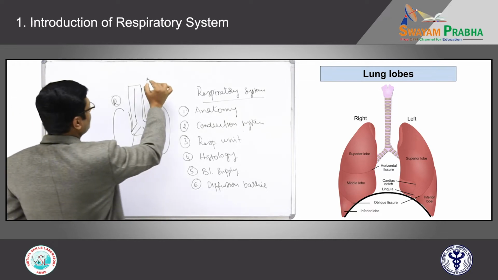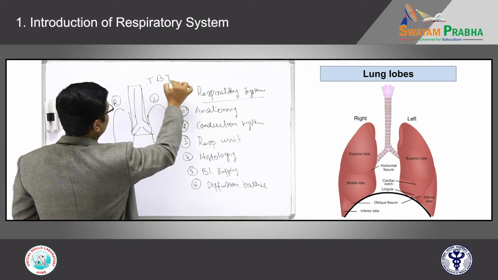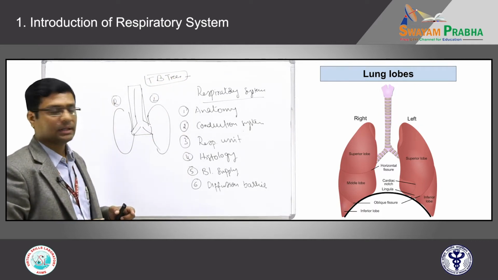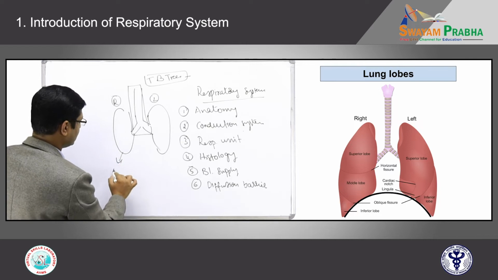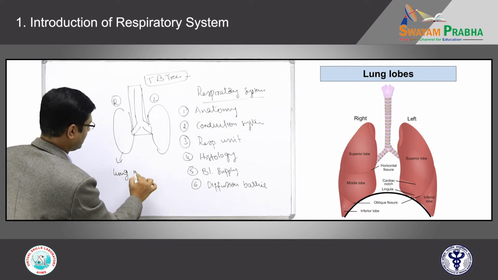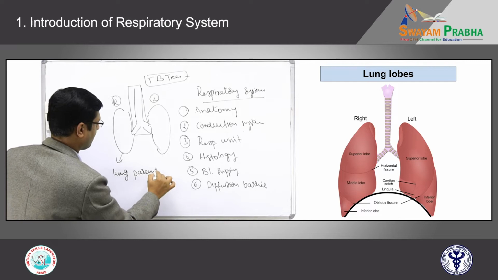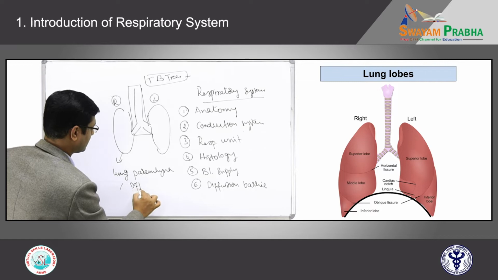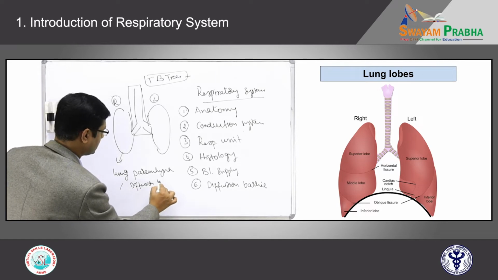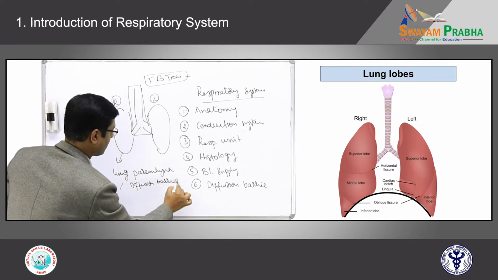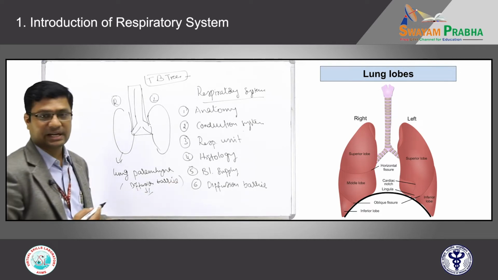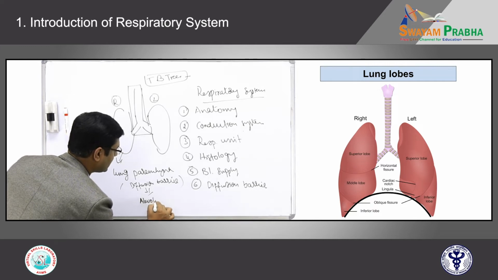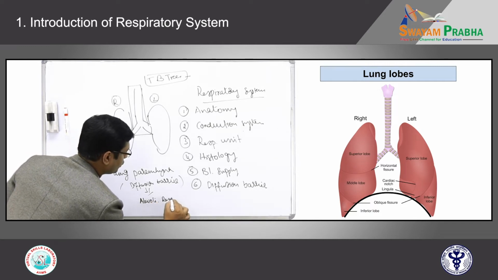So we have the tracheobronchial tree, that is called the conducting system. Then actually diffusion takes place in the proper lung parenchyma. That is called the diffusion barrier. Where exactly does it take place? It takes place at the level of alveoli and respiratory bronchioles.